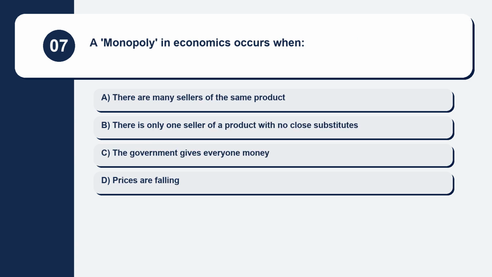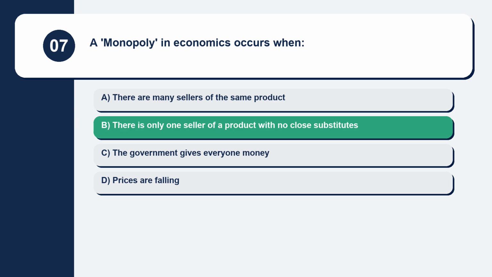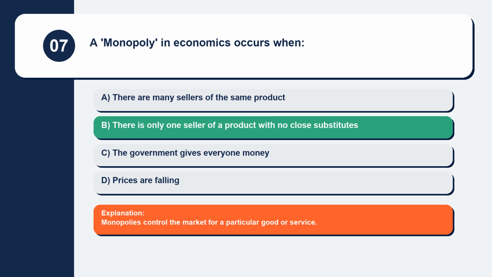Question 7. A monopoly in economics occurs when there are many sellers of the same product. There is only one seller of a product with no close substitutes. The government gives everyone money. Prices are falling. Monopolies control the market for a particular good or service.